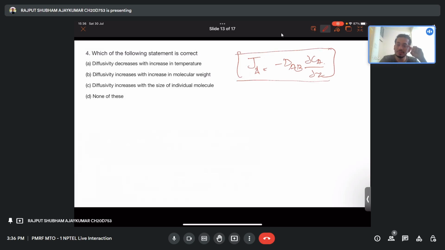You can see the options A, B, C, D and try to relate this equation with the options given. So what is the correct answer? The diffusivity I am mentioning is D_AB. Relate all four options given in the question. Diffusivity decreases with increasing temperature, increases with the molecular weight, and increases with the size of the individual molecule, or D, none of the above? You can directly read this equation against all four options easily. Does anyone know the answer from these four?